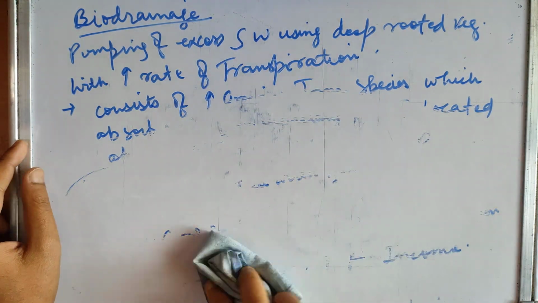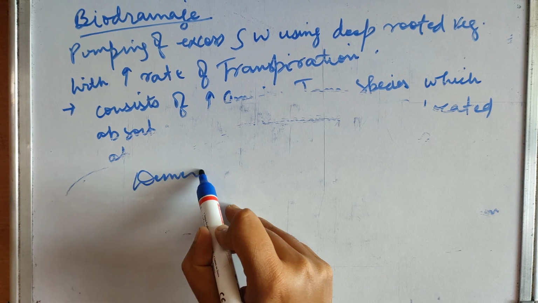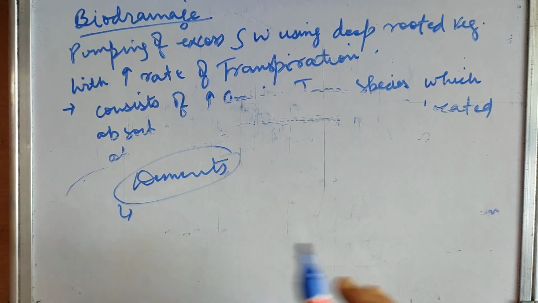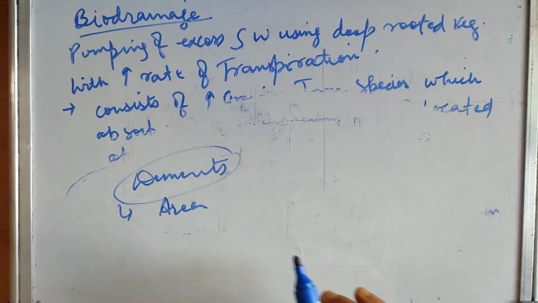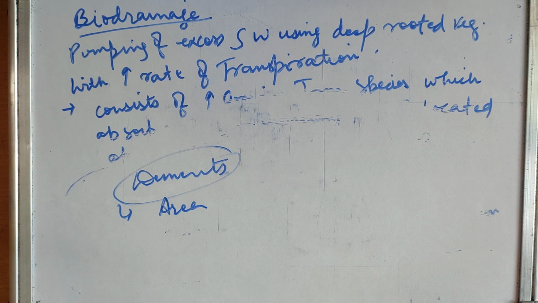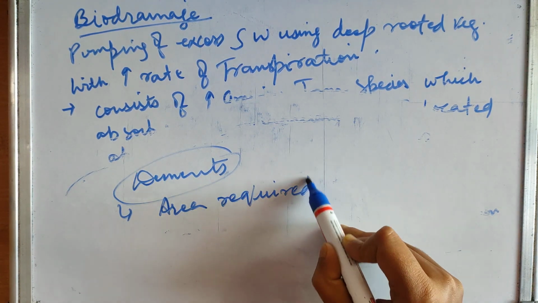Now what are some demerits of biodrainage? Area is required for growing plants. Suppose we have drainage in an area which we use for farming of some field crops, but now some of this area will be taken by trees. So area is required for growing plants or trees.